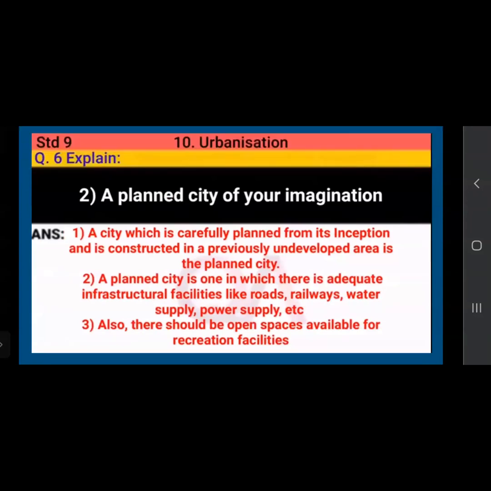A planned city of your imagination. A city which is carefully planned from its inception and constructed in a previously undeveloped area is the planned city. A planned city is one in which there is adequate infrastructure facilities like roads, railways, water supply, power supply, etc. Also, there should be open space available for recreation facilities. So all these points should be there when you are planning a city.